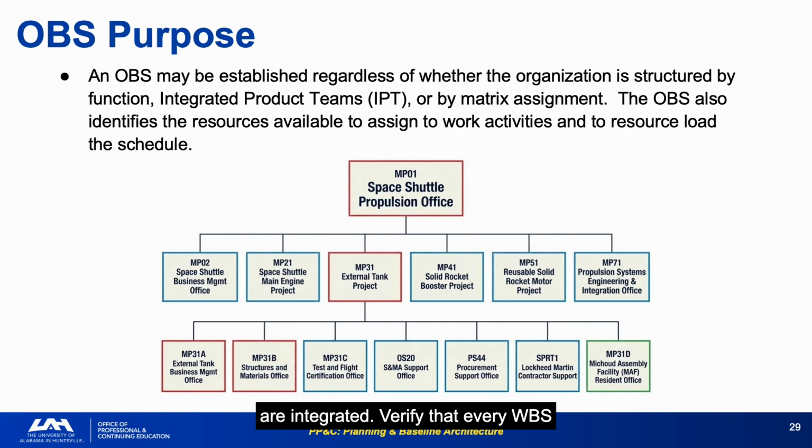Verify that every WBS element at the control account level has an organizational owner before calling the plan complete. OBS charts that do not reflect actual personnel assignments, showing positions that are vacant, matrix to other projects, or occupied by people without authority, create RAM accountability that exists on paper but fails in practice.